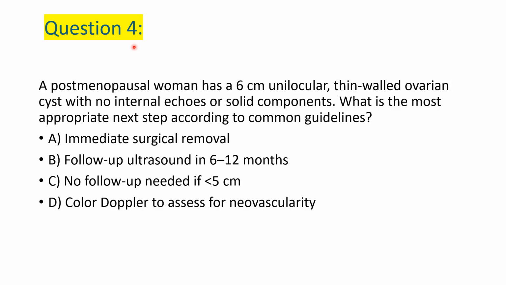Question number 4. A post-menopausal woman has a 6 cm unilocular, thin-walled ovarian cyst with no internal echoes or solid components. What is the most appropriate next step according to common guidelines? So this is a sign that this is a benign lesion, it is not malignant. So what is the most appropriate next step according to common guidelines?